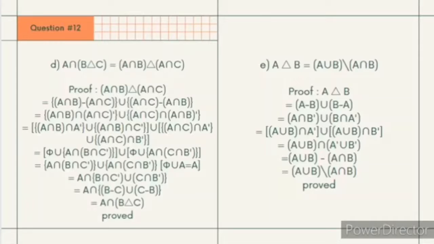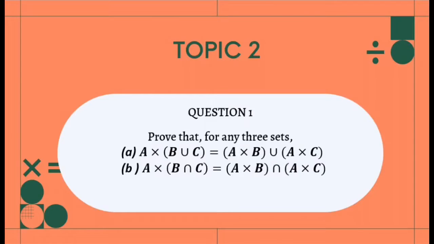Then for question E, we need to prove A delta B equal to (A union B) \ (A intersect B). Prove A delta B equal to A.